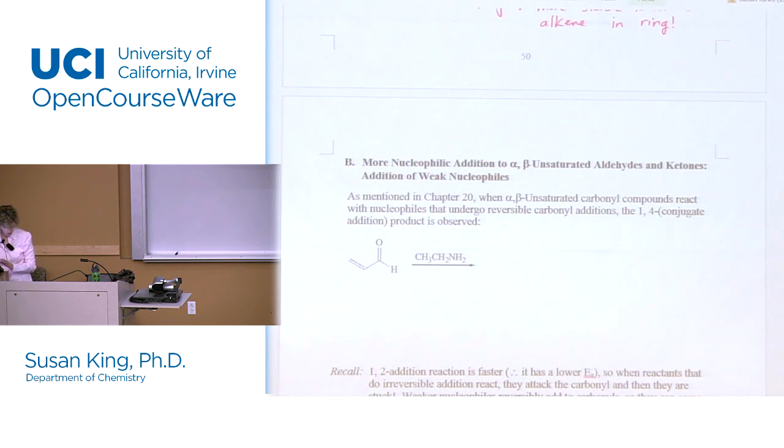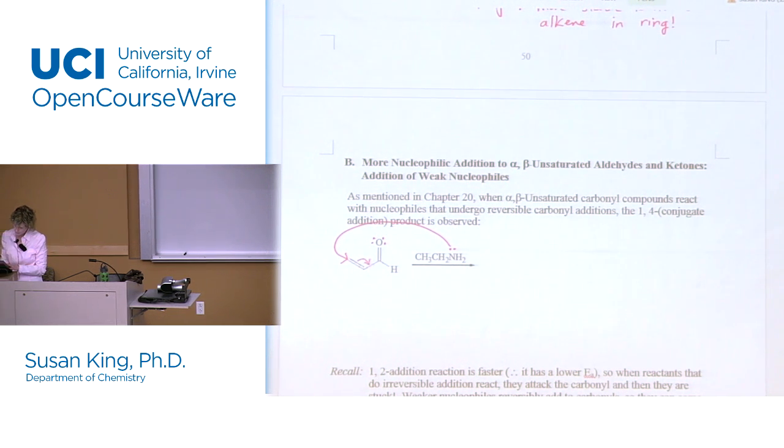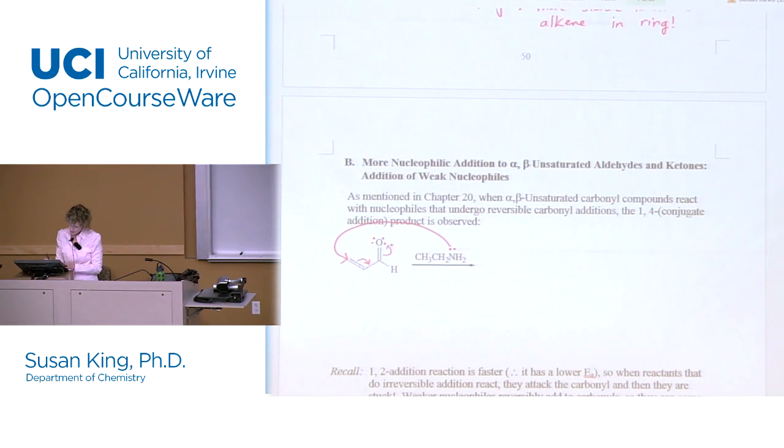So here's an example here. This is a reagent that does reversible carbonyl addition. So it will attack the carbonyl carbon faster, but some of the time it will attack 1,4, and once it attacks 1,4, that's the product that you isolate, because it's the thermodynamically most stable product.